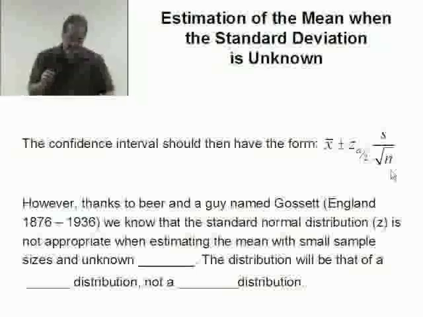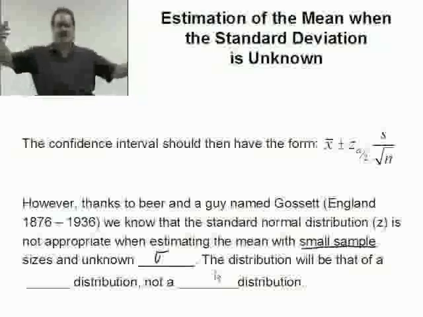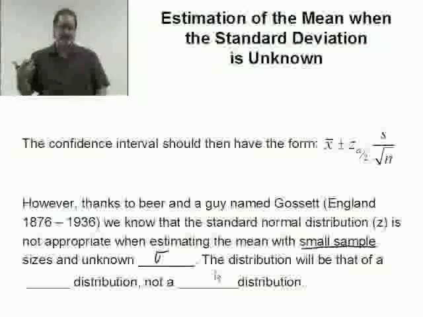Thanks to beer and a guy named Gossett in England, 1876 to 1936. Gossett worked for the Guinness Brewery. And during the process of various quality control and testing of the beer, he realized that the standard normal distribution, z, was not appropriate when estimating the mean when we had a small sample size and an unknown value for sigma. If we have larger sample sizes, then the unknown value of sigma was not as significant. It's not that big of a deal. But on a small sample size, and we don't know sigma, we use s to estimate sigma, he realized it was wrong. The probabilities were not really matching up.